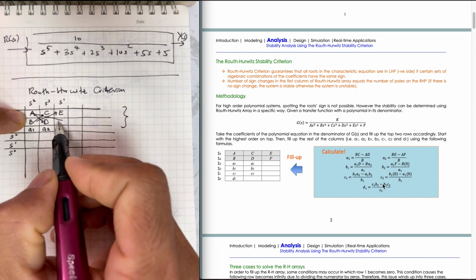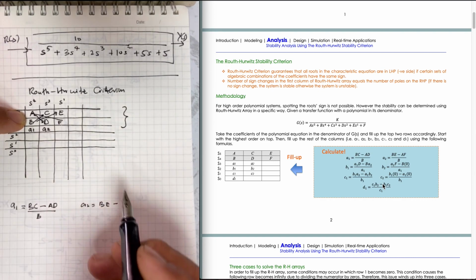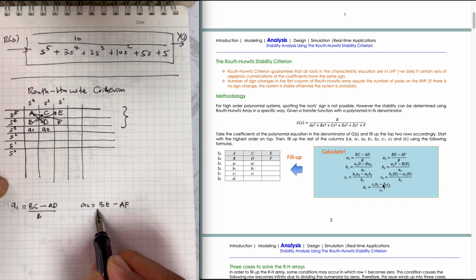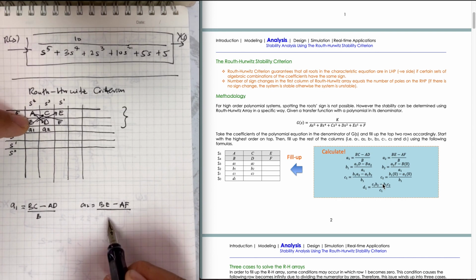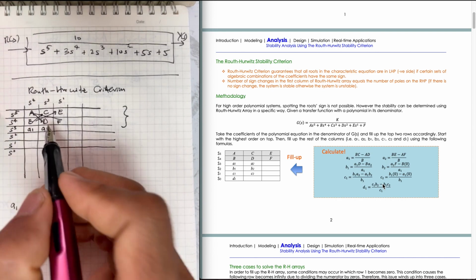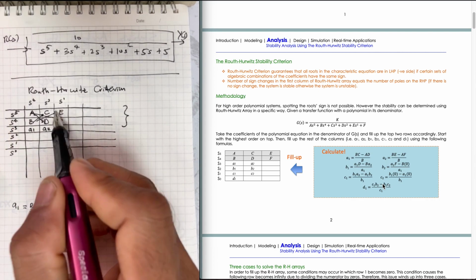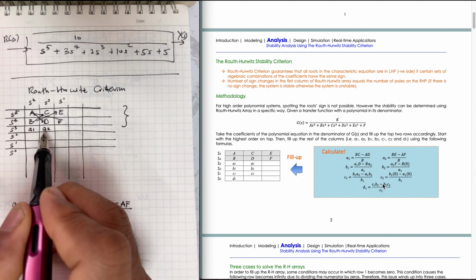This is F here. Sorry, okay. BE minus AF, divided by B again. Okay, that's A2. Now we can calculate that. If we have all these coefficients, we got A1 and A2. Okay, done.